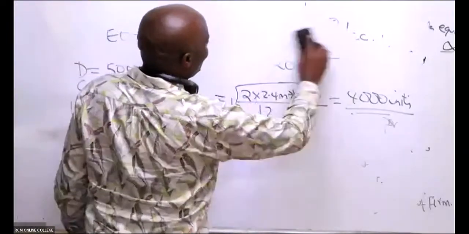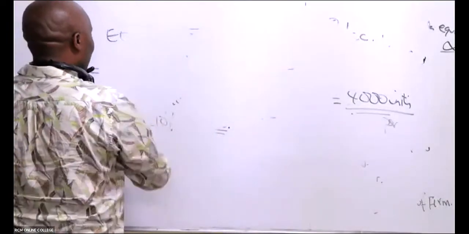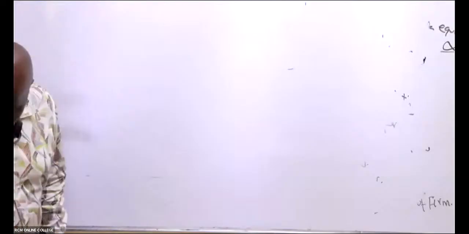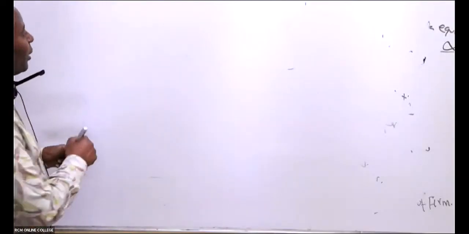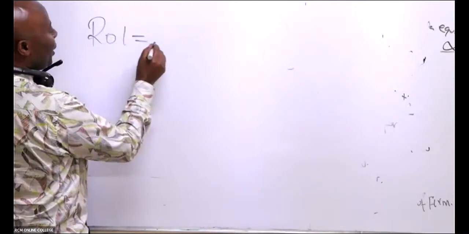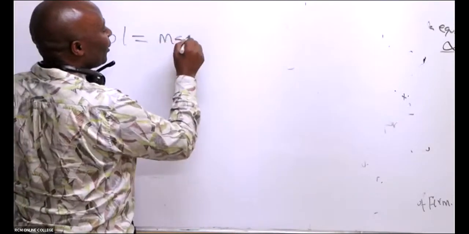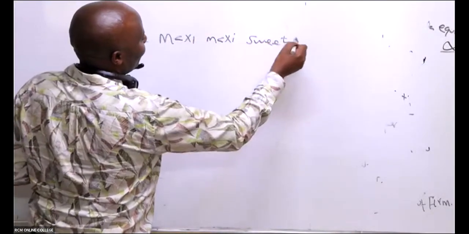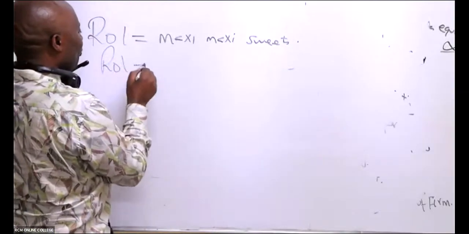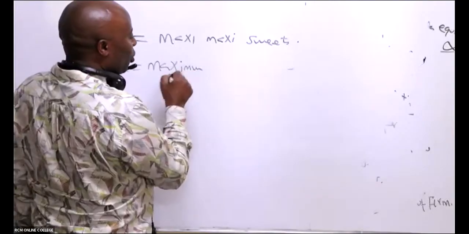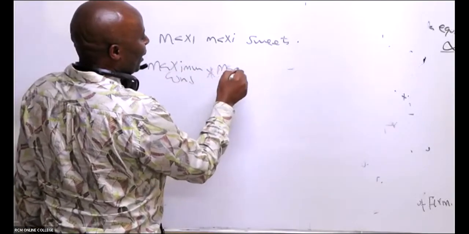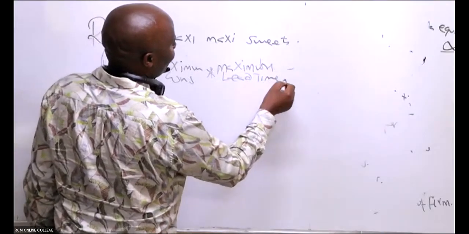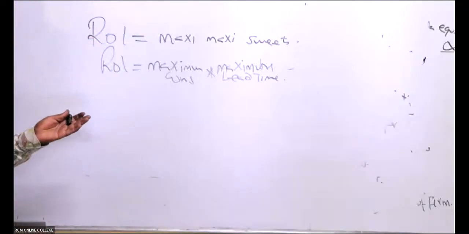Any question? Using the same question, there are students who are asking for this reorder level. How do we get reorder level? To get reorder level, this is what I told you to always be remembering. That reorder level is maxi, maxi sweets. Meaning that my reorder level will be maximum consumption times what, here somebody? Maximum lead time. Or maximum reorder period, isn't it?